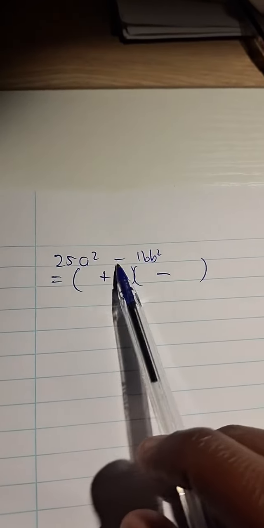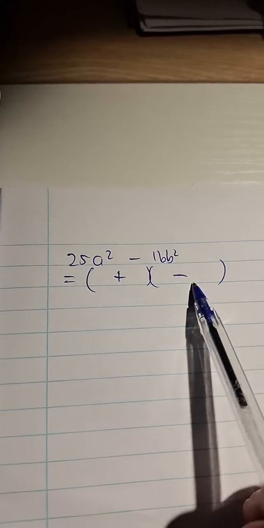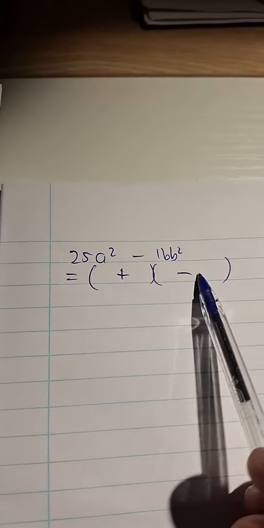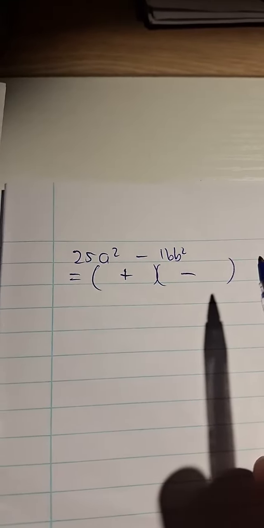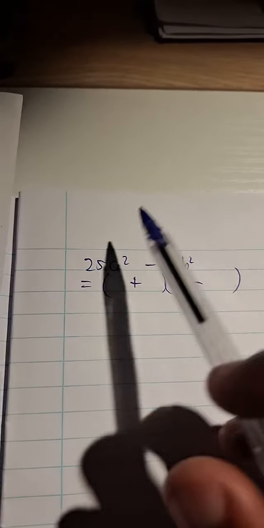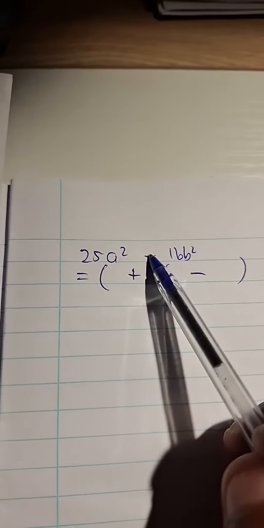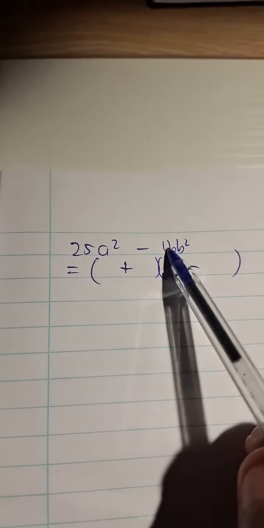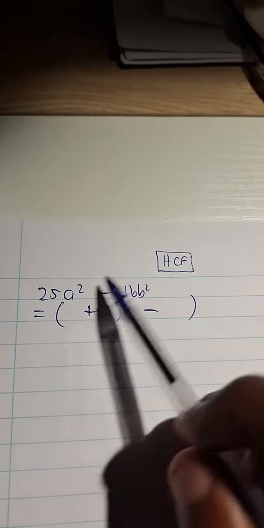So first and foremost, when it's a difference of two squares, we always write a plus and a minus sign for each bracket. That's the first step. Okay. How do we determine what type of factorizing? Specifically for this one, guys, the first step always when we are factorizing, we check, is there a highest common factor?